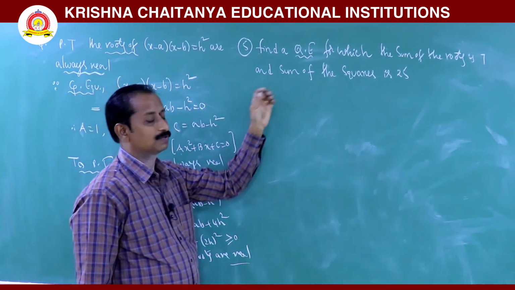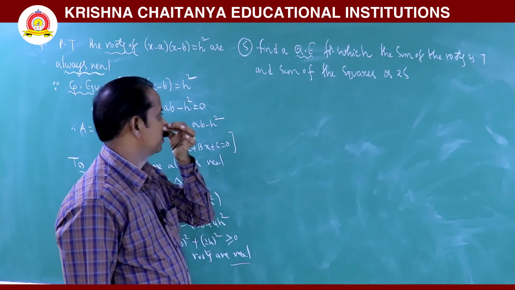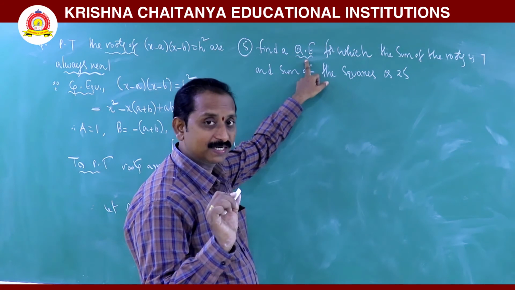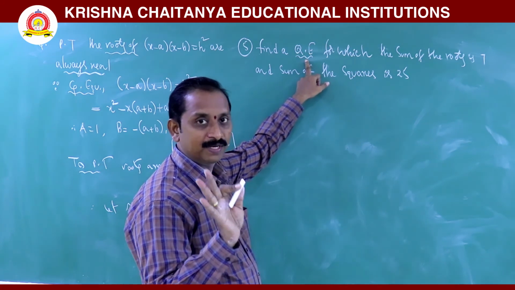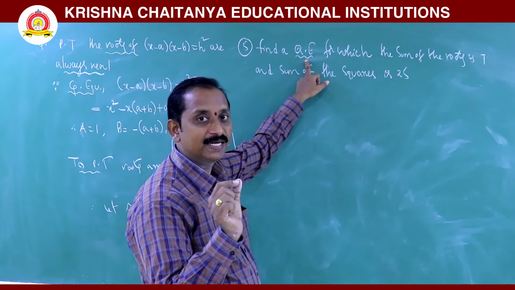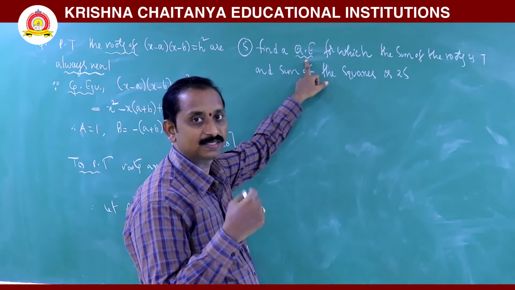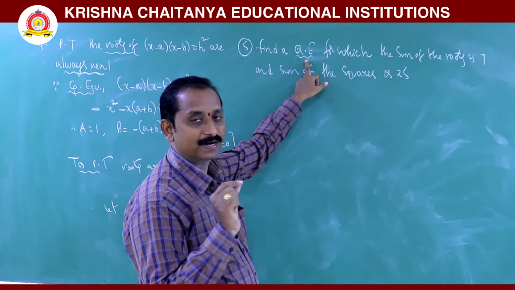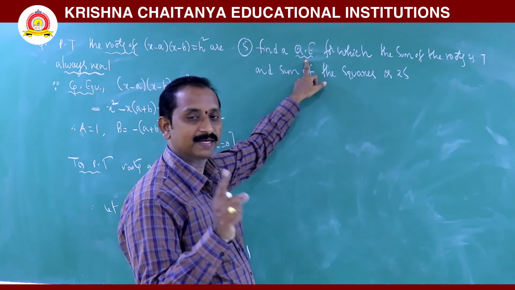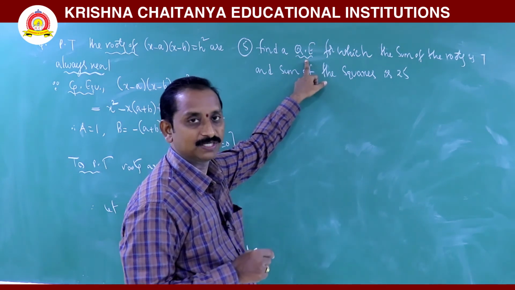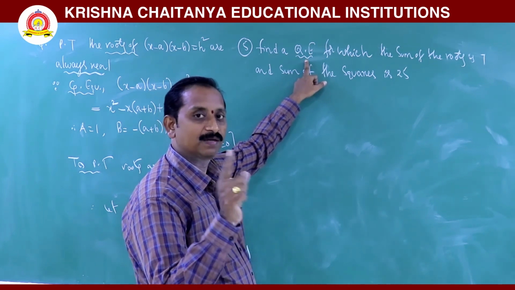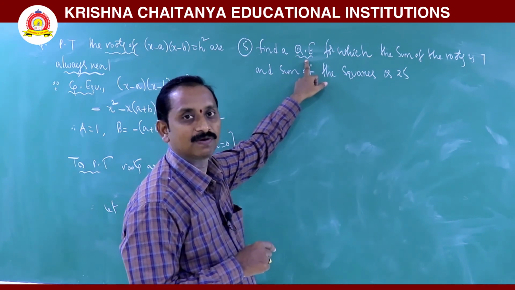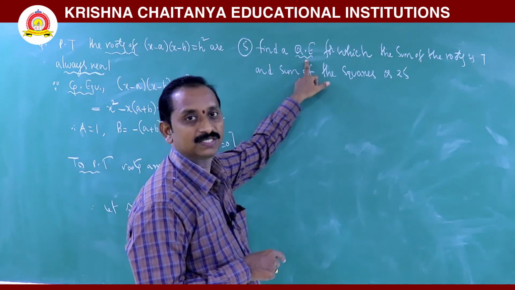Now go to question number 5. What is question number 5? Find a quadratic equation. What we know from the general concept is that to form a quadratic equation we need the roots, or otherwise the sum of the roots and the product of the roots. When roots are known, that quadratic equation is nothing but x minus alpha into x minus beta is equal to 0. Otherwise, when the sum of the roots and the product of the roots are known, that quadratic equation is nothing but x square minus x into alpha plus beta plus alpha beta is equal to 0.